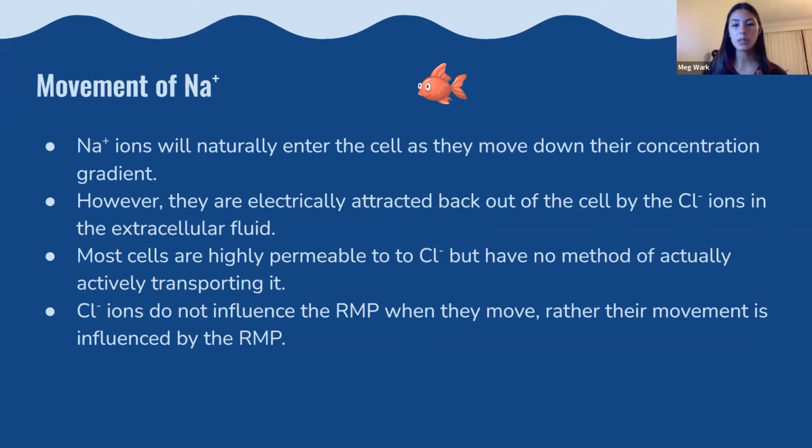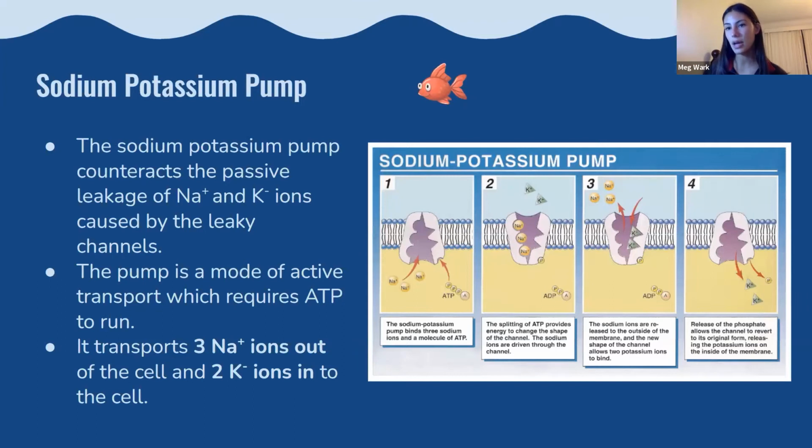This is because most cells are highly permeable to chloride, but they actually have no method of transporting it because we don't have any chloride leaky channels or any chloride channels that can actively transport chloride. So chloride ions don't influence the resting membrane potential when they move. Rather, their movement is influenced by the resting membrane potential. So they're going to stay outside the cells, and that's going to drag the sodium ions back out.